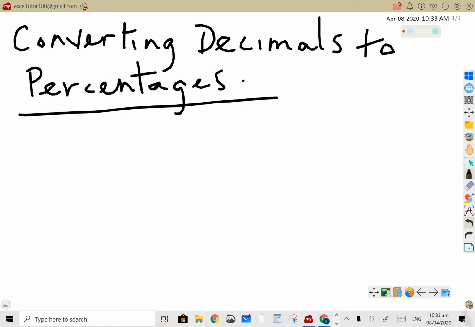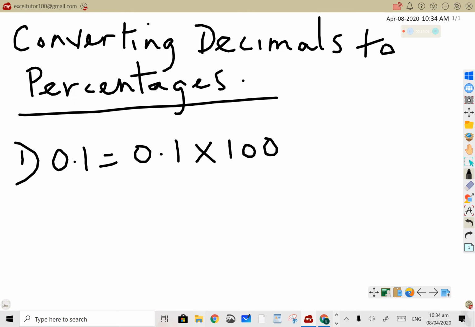So we're going to take a look at the third type of conversion, converting decimals to percentages. Alright, so number one, 0.1. Now, before I continue, sometimes I stop in between, but it's just to make sure you get a point across. Basically, what I mentioned before is all the conversions are either you multiply by 100 or you divide by 100. So converting decimals to percentages, we multiply by 100.